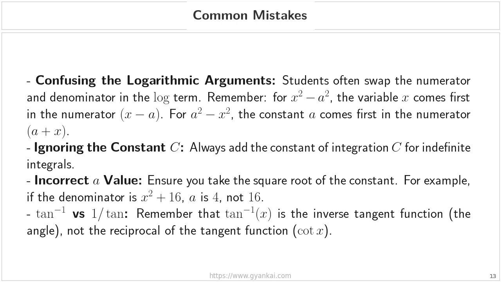Finally, tan inverse versus 1 over tan. This is a common confusion with trigonometric functions. The notation tan inverse of x, or arctangent of x, represents the inverse tangent function. It asks, what angle has a tangent of x? It's not the same as 1 divided by the tangent of x, which is the cotangent. Be careful not to confuse the inverse trigonometric function with its reciprocal.